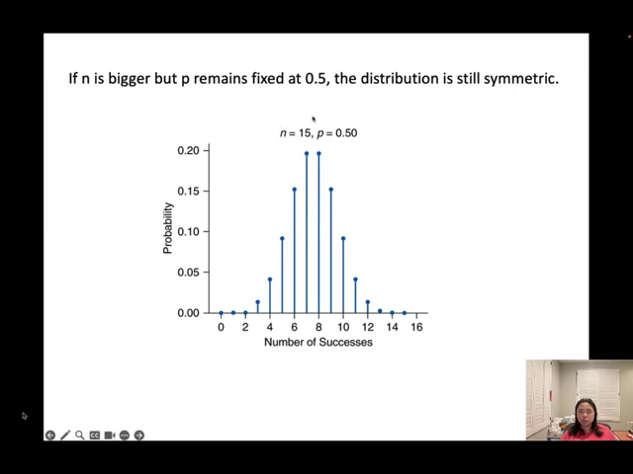So now we're going to increase n and flip the coin 50 times. The p, the probability of success, doesn't change, still 0.5. You can see the distribution is still symmetric, like the bell shape here.